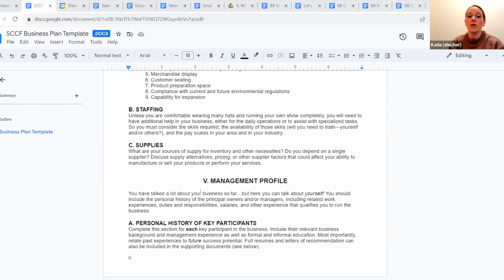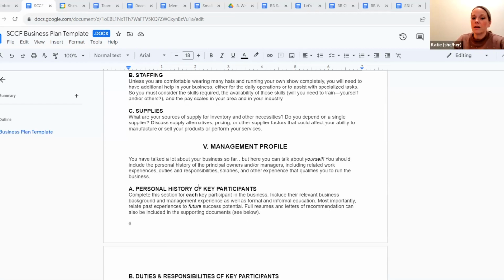What does the ownership look like? Is this a sole proprietorship? Is this an LLC? Is this an S corp, etc.? So again, what we're really trying to summarize here is why you.